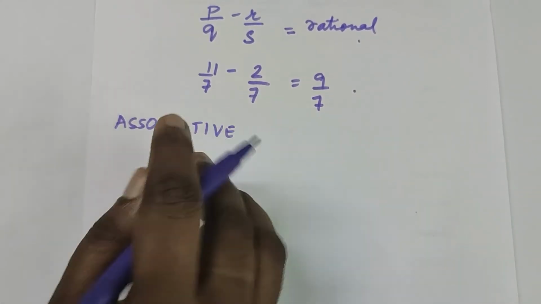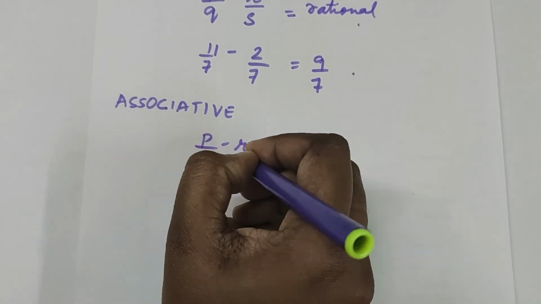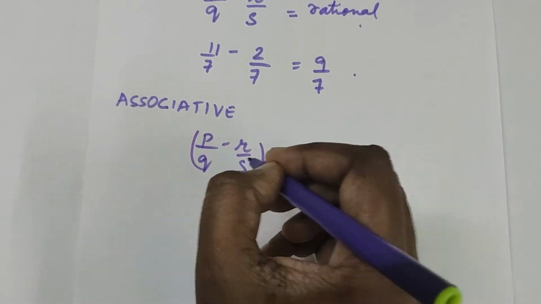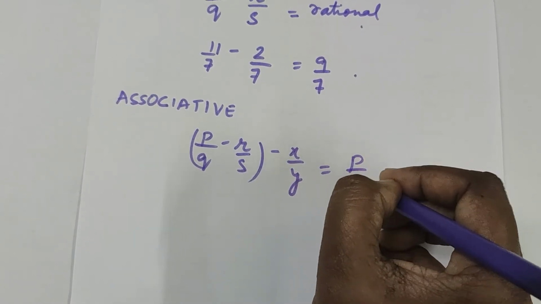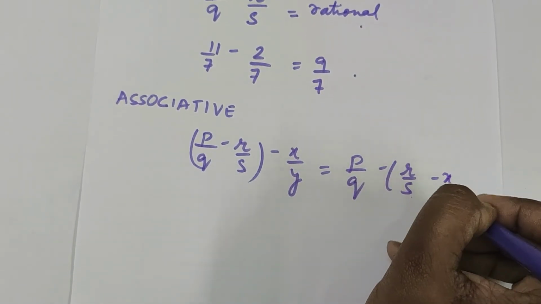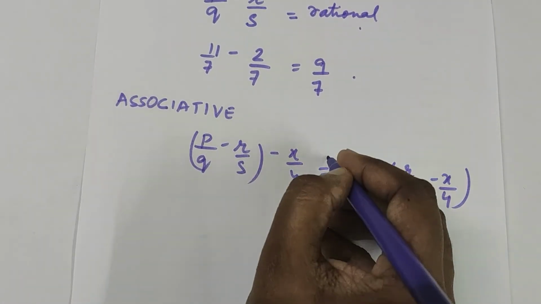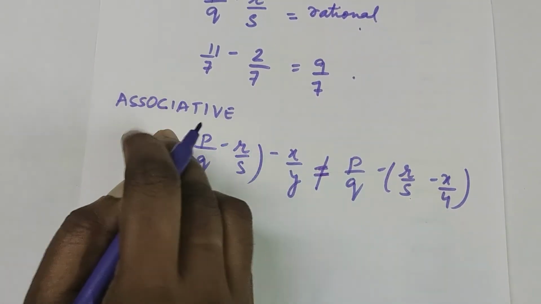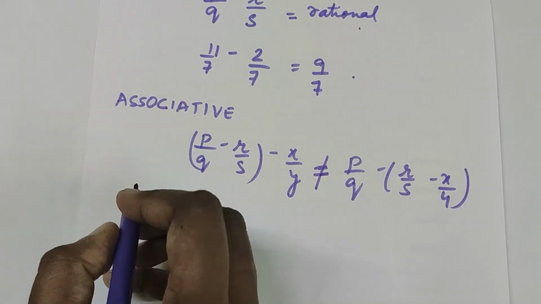The next property is the associative property. In the associative property, we will see that when we subtract three rational numbers, and the bracket is placed in different parts, the results of both sides of the calculation will not be equal. It is not associative. So you need to remember that subtraction is not associative.